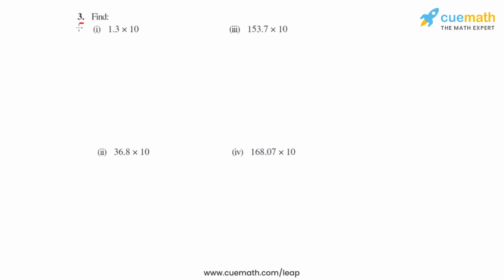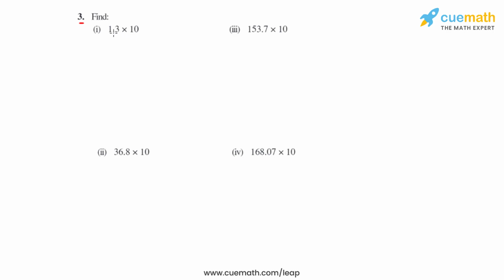Question number 3 says to find the product of the given numbers in each of the bits. Before we start finding the product of the given numbers, what we have to understand is that whenever we have a decimal number which is multiplied by a power of 10, the decimal will move towards the right as many places as there are zeros in the power of 10.